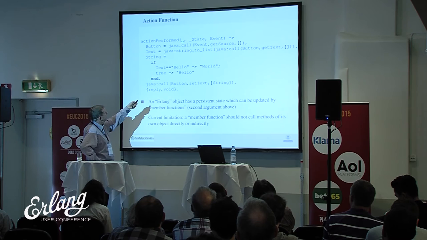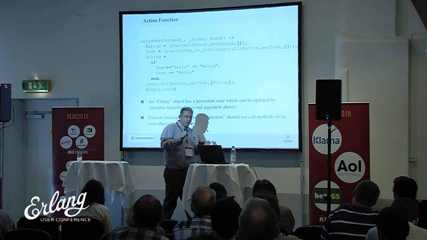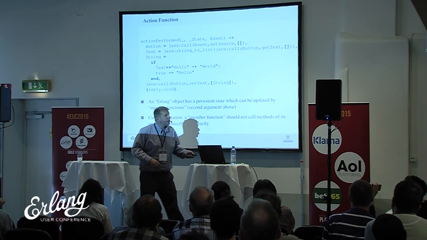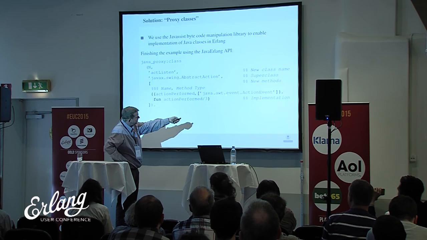It gets three parameters. The first one is some kind of context, which proxy object was called and things like that. We don't care about that here. The second one is a state parameter. Because Java is stateful, our JavaErlang classes that represent Java classes are probably going to have to be stateful as well. So we have a state here that can be changed by the functions, a little bit like a gen_server or something like that. And the third parameter is the one that we specified here as the type of the method. So it's an action event here. Okay? So that's the event.